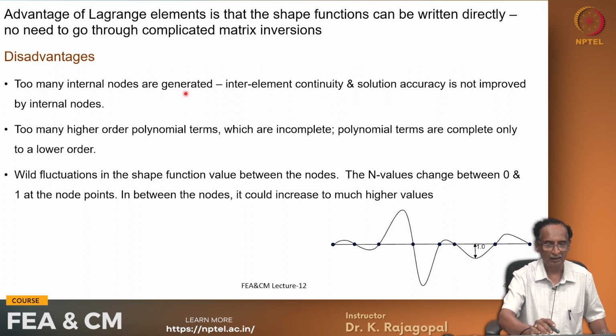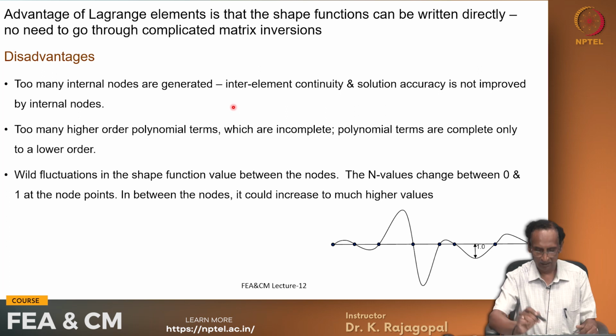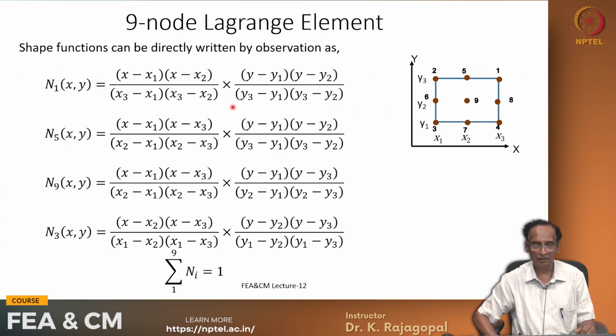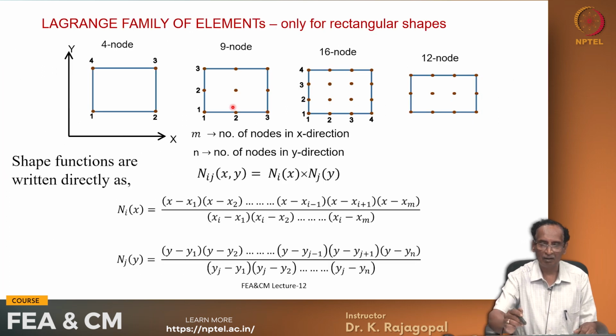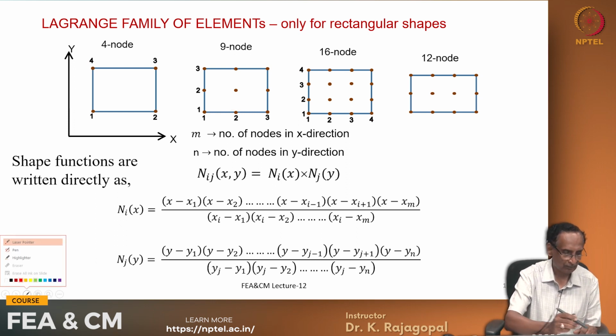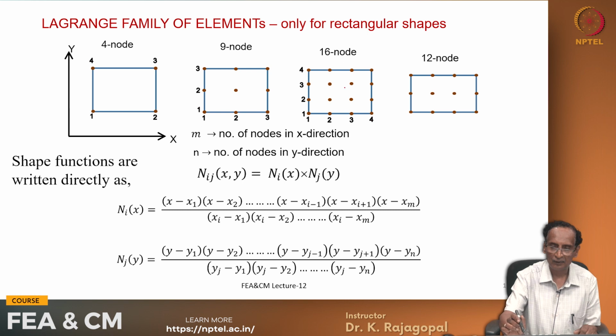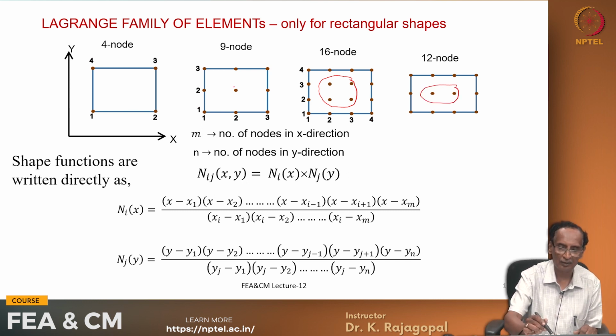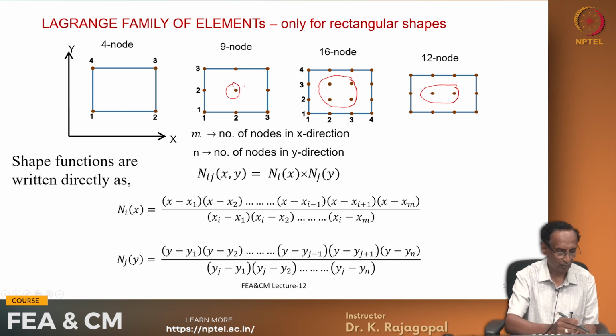There are too many internal nodes, like we have seen earlier. See, all these are, for a 16 node element, the internal nodes, and for the 12 node element these two are the internal nodes, and for the 9 node element this is the internal node and so on.